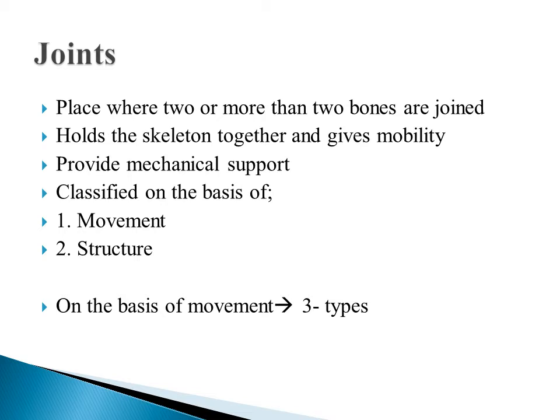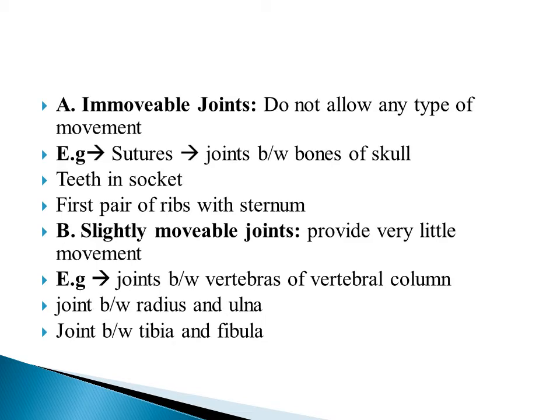On the basis of the movement of joints, there are three types of joints. The first type of joint on the basis of their movement is immovable joints. As their name shows, they do not allow any type of movement. For example, sutures. Sutures are the joints between the bones of the skull. Second example is teeth in socket. And third one is the first pair of ribs with sternum.